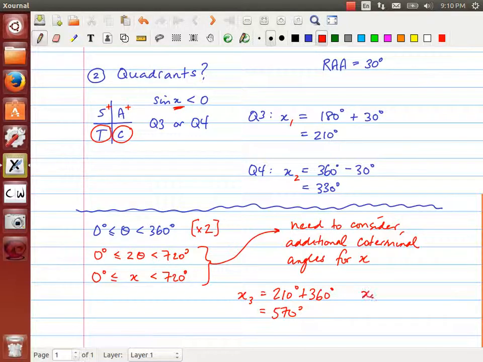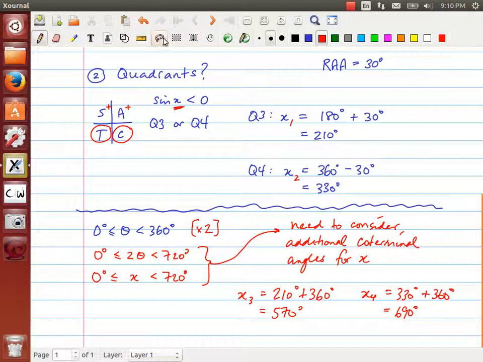And x4 is equal to 330 degrees plus 360 degrees, and that is equal to 690 degrees. So you can see I have 4 answers for x. And our last step remaining is to figure out what the values for theta are going to be, because the question actually wanted values for theta.